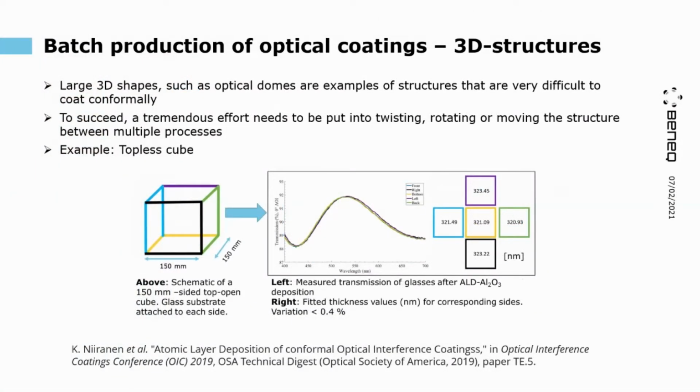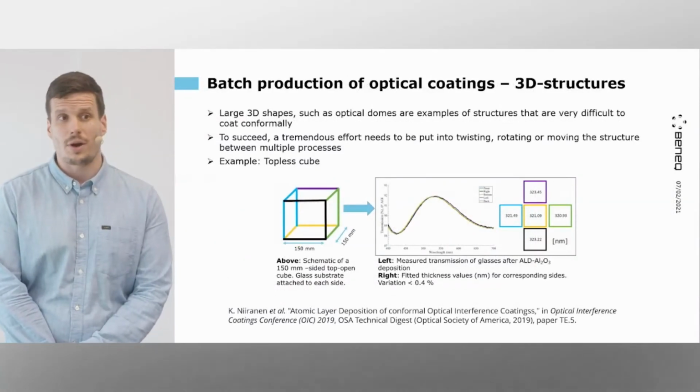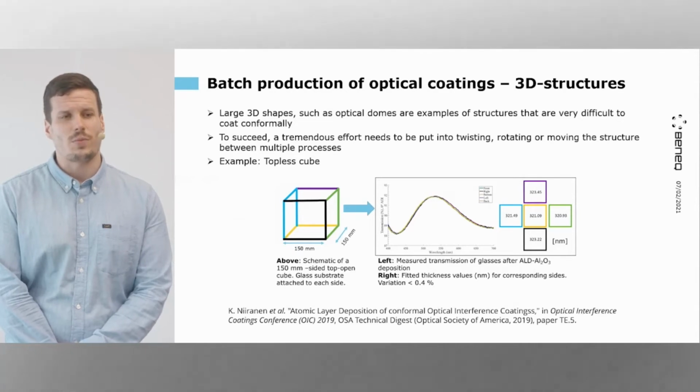So here you can see an example of a large topless cube that has been coated with 3000 cycles of aluminum oxide. In this example, each side of the cube includes a glass substrate that has been analyzed with transmission measurements. The analysis shows that a very uniform and conformal film can be deposited throughout the entire object, with the non-uniformity being less than 0.4% over the entire structure.